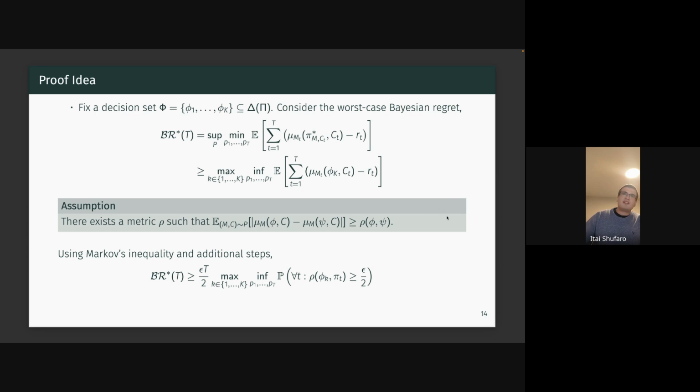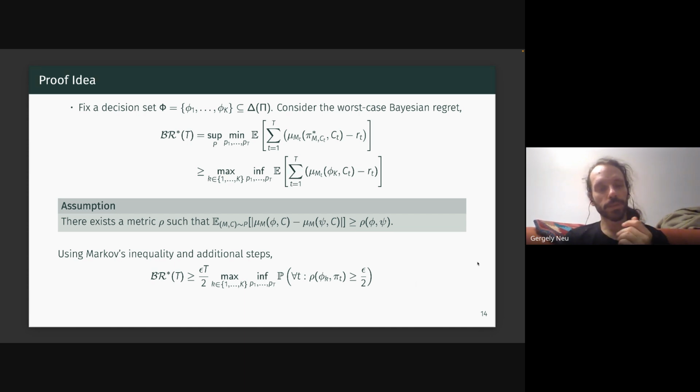We then make the following assumption. We assume that there exists some metric that lower bounds the mean difference. This assumption holds for a lot of online decision-making problems, and it is used later on. We'll see later on why this assumption is useful. Then by using Markov's inequality and additional steps, we see that we can lower bound the Bayesian regret by epsilon T divided by 2 times some probability that for all time steps, we will always choose a decision pi_t that is far by a factor of epsilon over 2 from the decision phi_k.